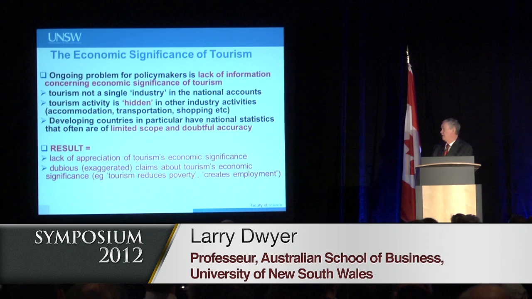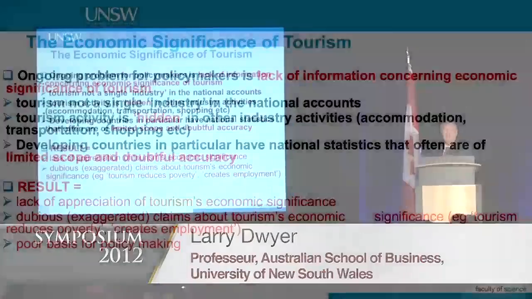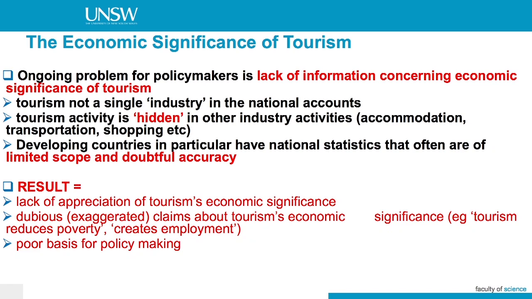What it does do, however, is often lead to dubious or exaggerated claims about tourism significance, such as tourism reduces poverty. I hear that a lot. Often there's not a lot of demonstrable evidence to support such claims. It depends on context, and I'm going to revisit that issue as well. Or the claim that tourism creates employment. Well, it may not. It may create employment in certain sectors, but it might lead to a reduction in employment in other sectors. What is the net effect? Well, that needs to be determined. And often it's a poor basis for policy making because of the doubtful statistics.